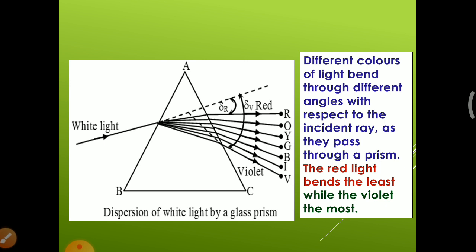Different colors of light bend through different angles with respect to the incident ray as they pass through a prism. The red light bends the least while the violet bends the most. It is clearly shown in this image. The violet is placed at the bottom, the red is placed at the top. The angle between the incident ray and violet is more. The angle between the incident ray and red is less. Due to that, the red bends the least and the violet bends the most.